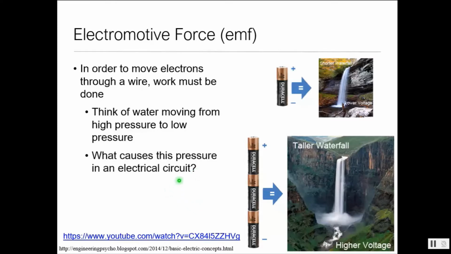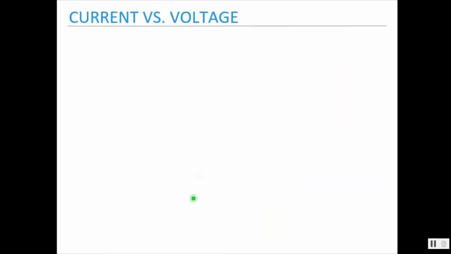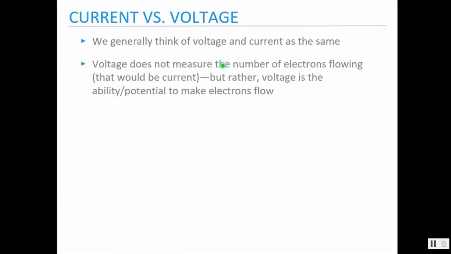So what causes this so-called pressure in an electrical circuit? First, I want to go over a little bit of terminology with you. It's commonplace to think of voltage and current as the same. When we talk about the outlets in our home, we say they're 120 volts, and most of them are actually 60 amp. Those two measurements are measuring two different things. Voltage is not actually measuring electron flow, but the possibility of electron flow, and it will tell us information about the energy available.